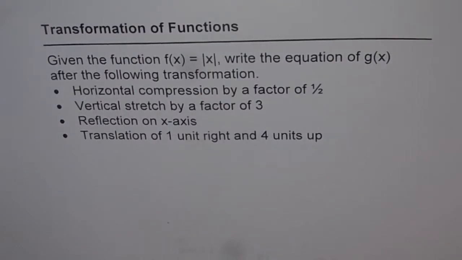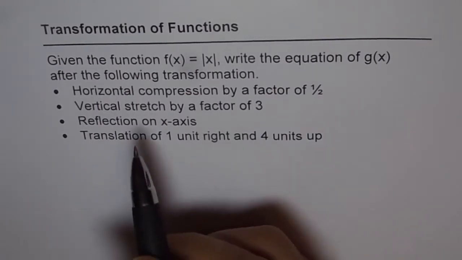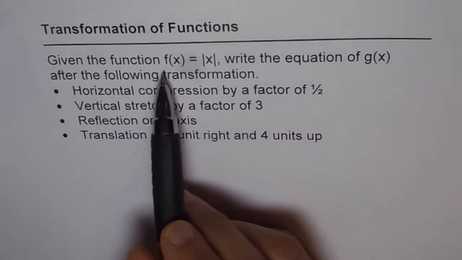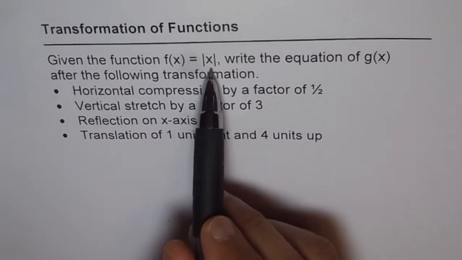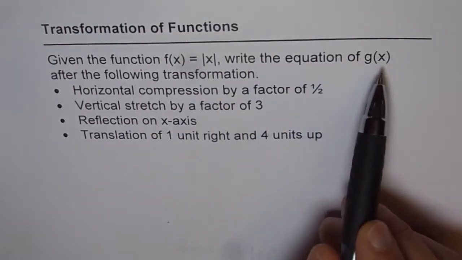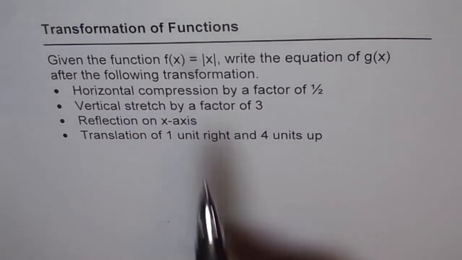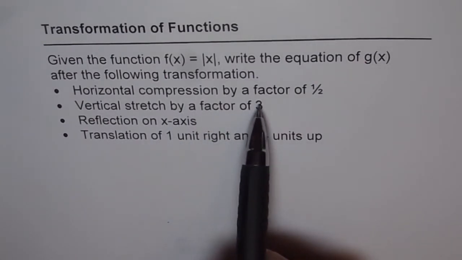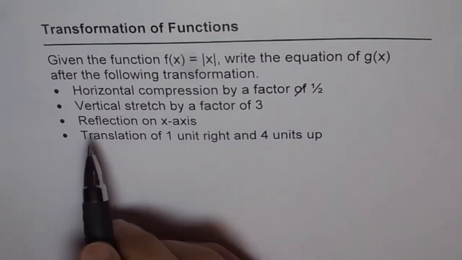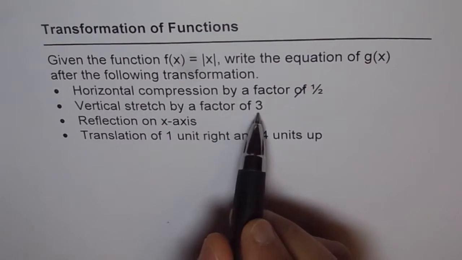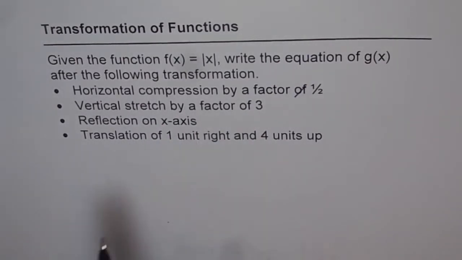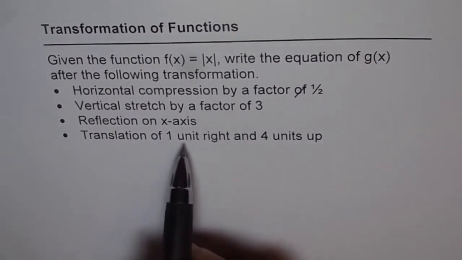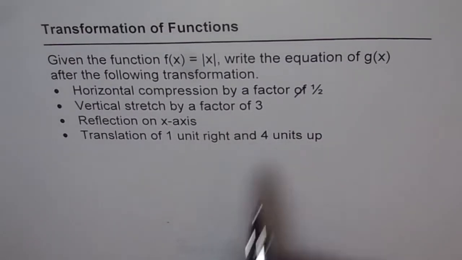Let us try to understand how to write the equation of a transformed function if we are given the transformation. Here the question is, given the function f of x equals absolute x, write the equation of g of x after the following transformations: horizontal compression by a factor of half, vertical stretch by a factor of 3, reflection on the x-axis, and translation of 1 unit right and 4 units up.